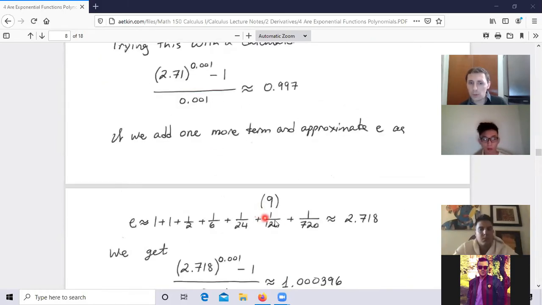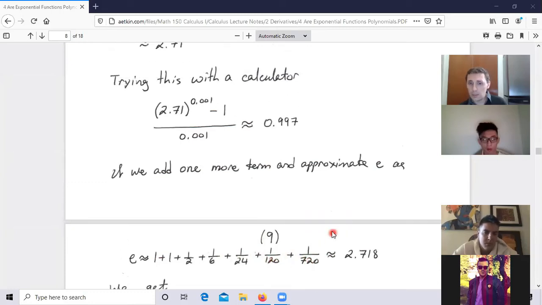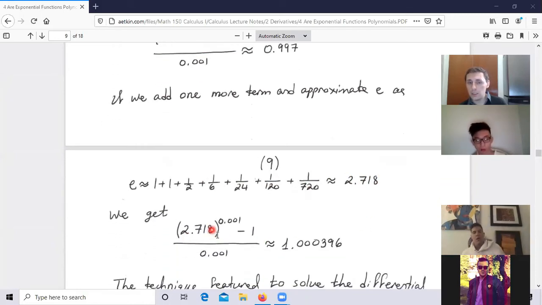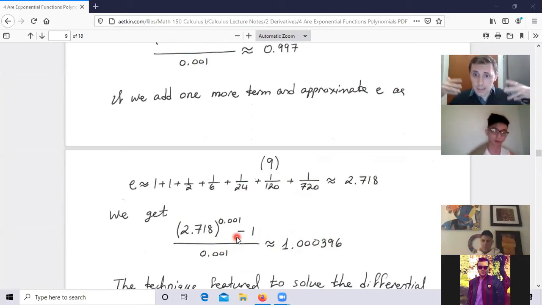Now, if you just add one more term, just add it up to the 6th power, 6 factorial here, right? And then you get an approximation like 2.718. And if you plug this in your calculator, you get 1.00396. Do you see that? You see the improvement, right? Of course, I'm using a calculator in a way that's cheating, but I'm just showing you how this idea is truly working. Isn't it amazing, right? Just because you believed in this object, it suddenly starts gaining material. It becomes alive, in a sort of sense, right? It's materializing. That's what I want to say.